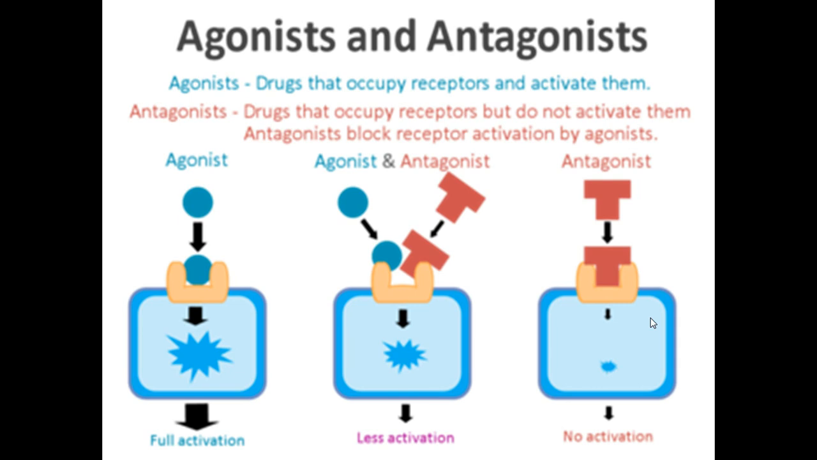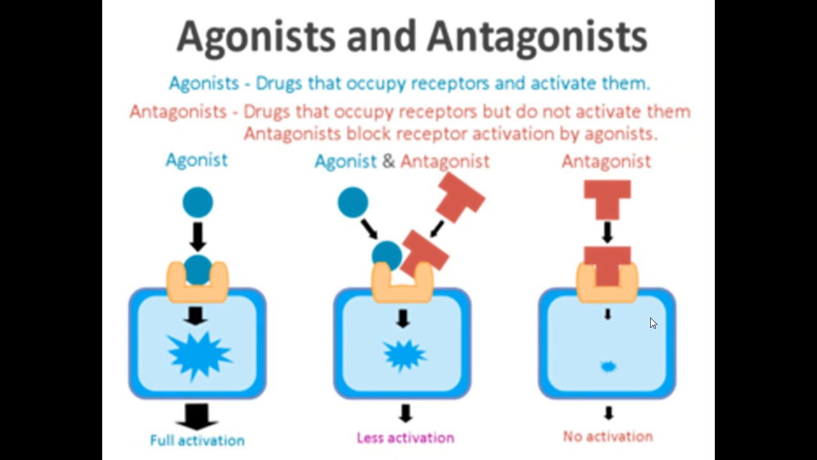Agonist and antagonist. What is the basic difference between an agonist and an antagonist? We can define agonists as drugs that occupy receptors and activate them. Basically, you can say these are chemicals that occupy the receptor sites and activate them to produce their action. What are antagonists? Antagonists are drugs that occupy receptors but do not activate them. Antagonists block receptor activation by agonists. You can understand well that antagonists are also a drug type, but they occupy the receptor and do not activate it to produce an action.